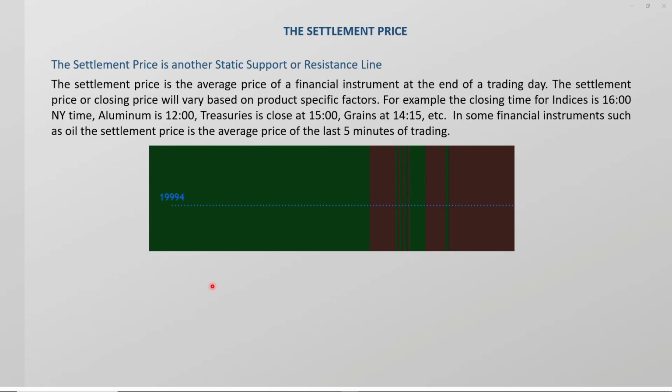The settlement price. The settlement price is the average price of a financial instrument at the end of a trading day. The settlement price or closing price will vary based on product-specific factors.